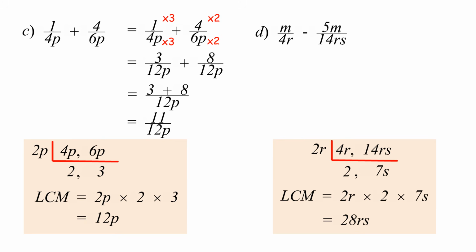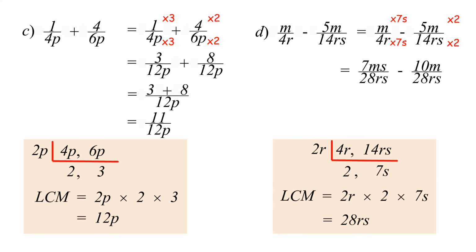So now we know that the LCM of 4r and 14rs is 28rs. In order to make the denominators the same, 28rs, m over 4r times 7s for both denominator and numerator, 5m over 14rs times 2 for both denominator and numerator, equals 7ms over 28rs minus 10m over 28rs, equals 7ms minus 10m over 28rs.